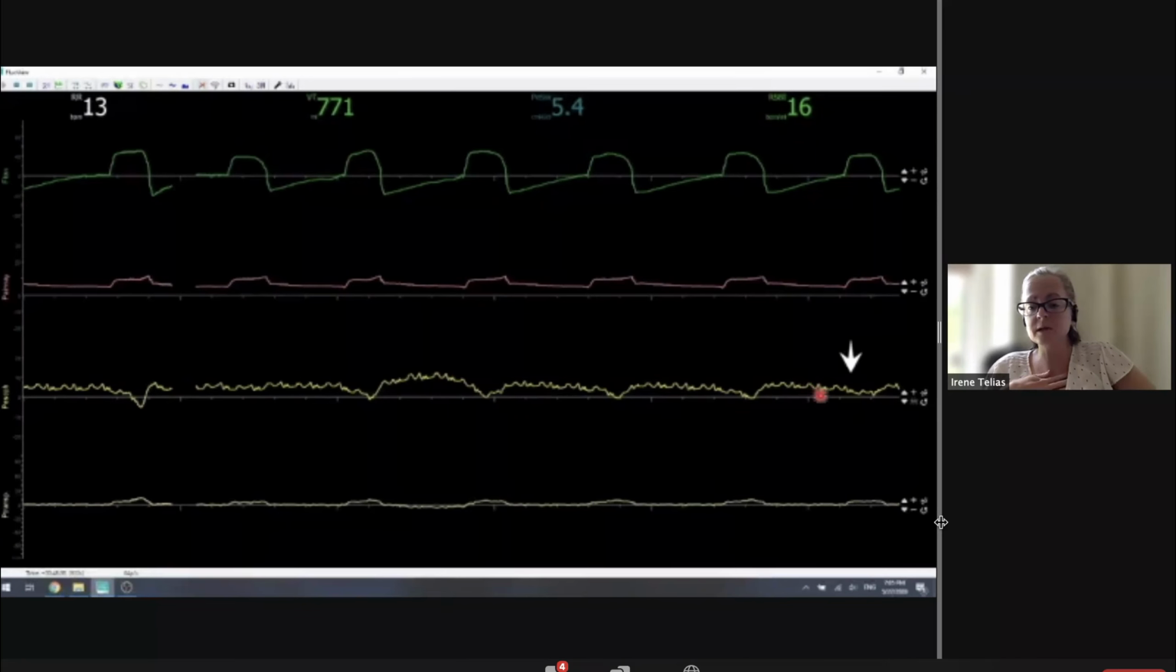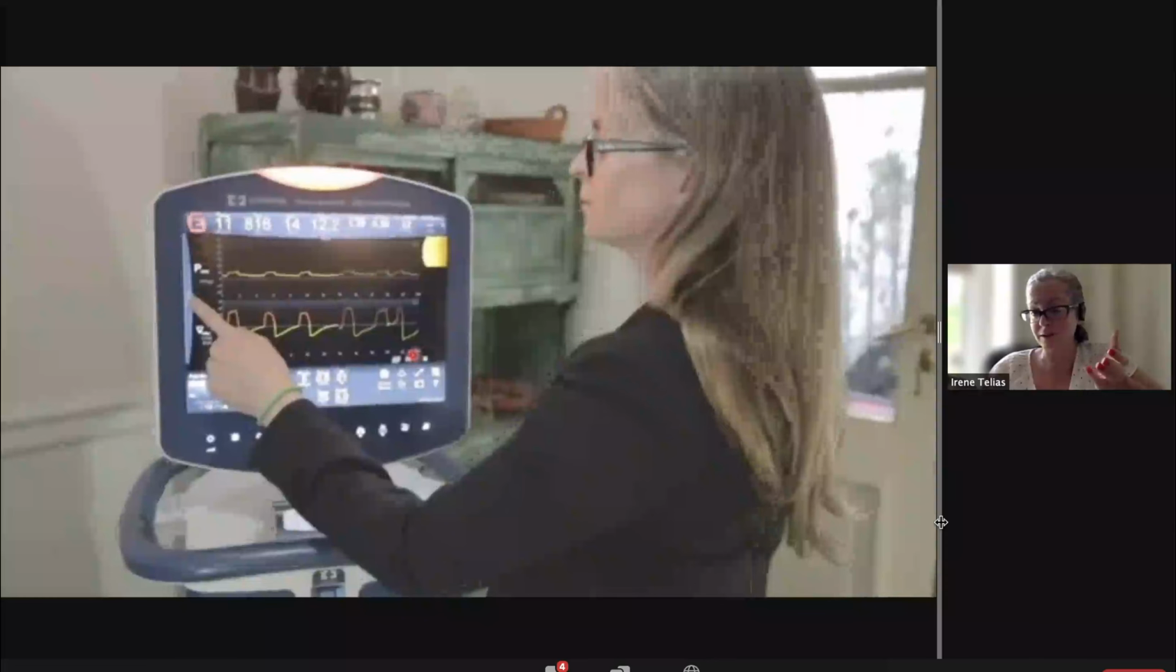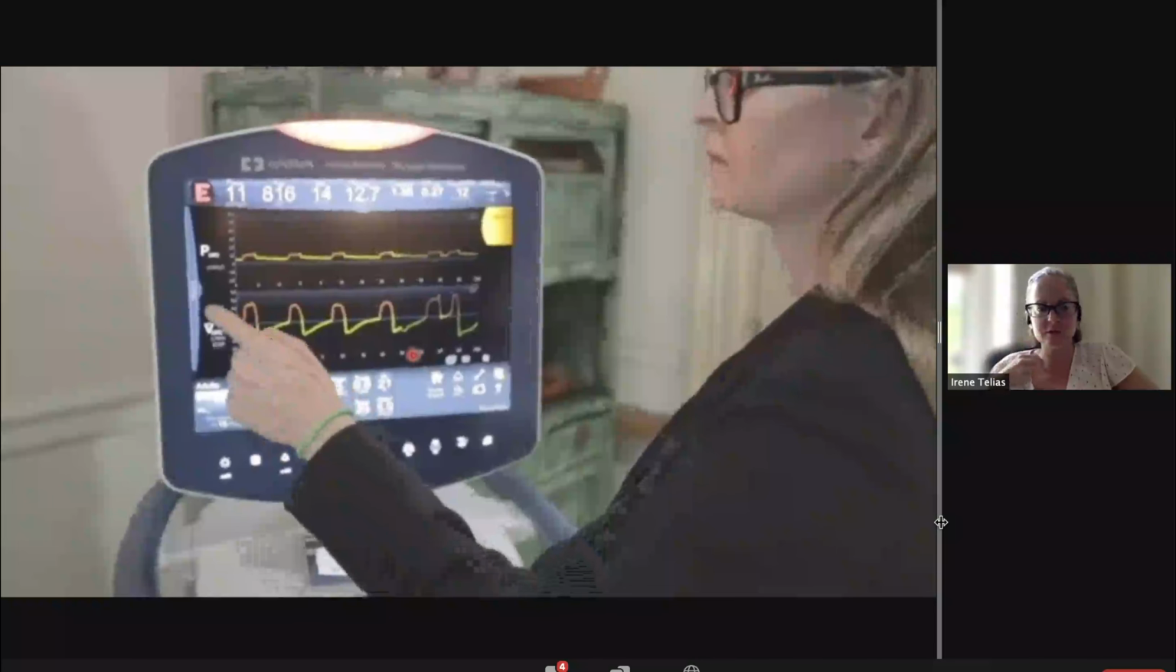So we freeze the screen and we measure here, for example, the deflection in this small breath. The patient is on pressure support. We think that the patient is doing a lot of effort, but it's only doing 3 centimeters of water, which is even close to what we do when we breathe spontaneously in quiet conditions.